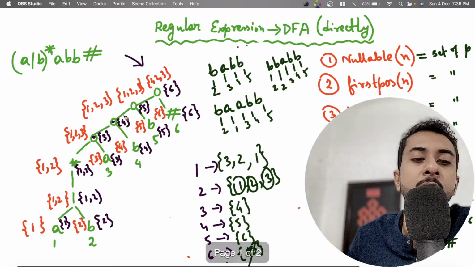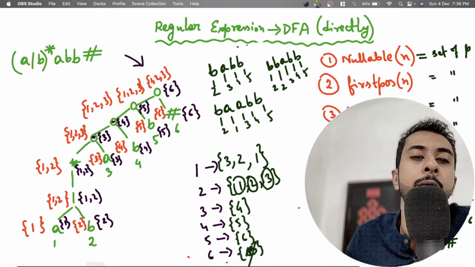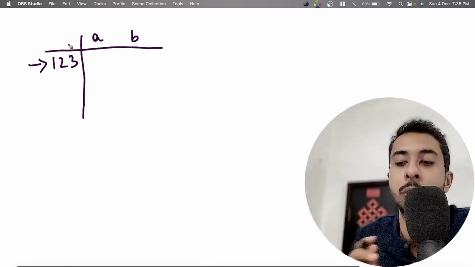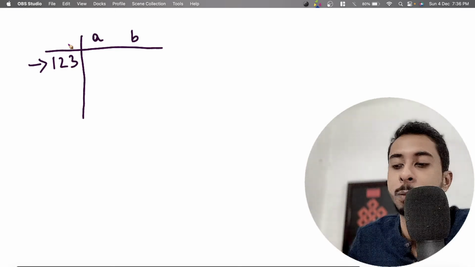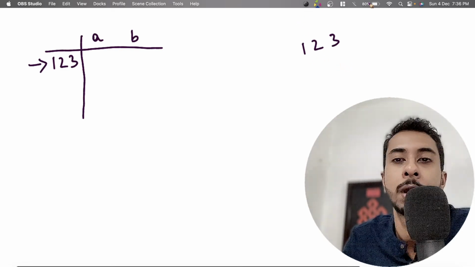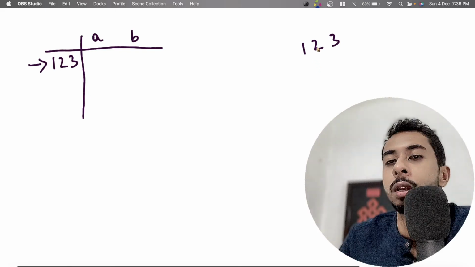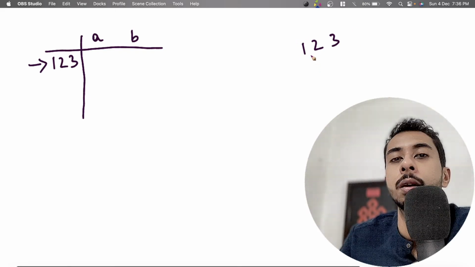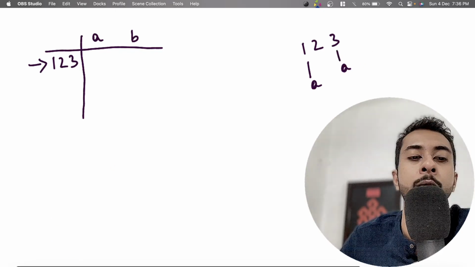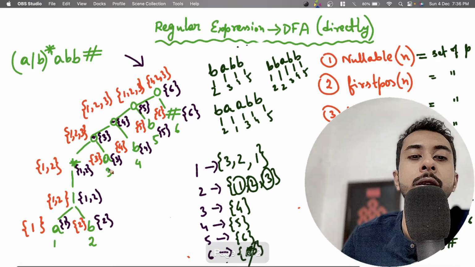Okay, let's go back. Now see what we have to find. 1 2 3 is a state, because this is the firstpos of the root node. So for 1 2 3 on A, we have to find out the transition. How to find it? Simply take 1 2 3 and find out which positions correspond to A. You can see from this diagram that 1 is corresponding to A, and 3 is corresponding to A.